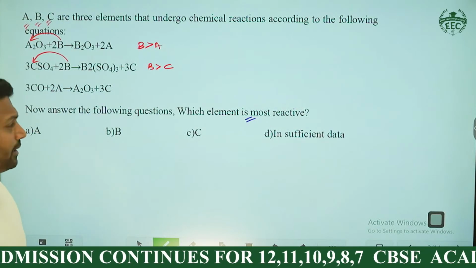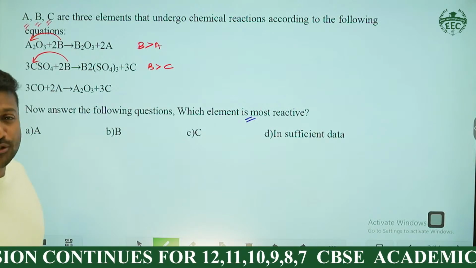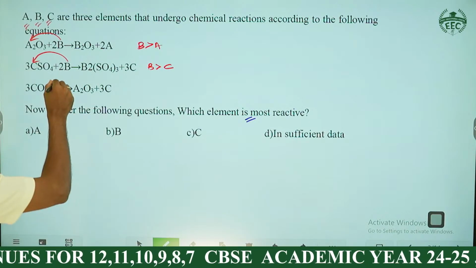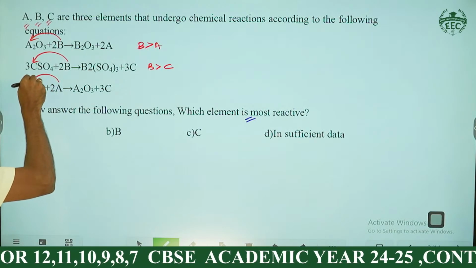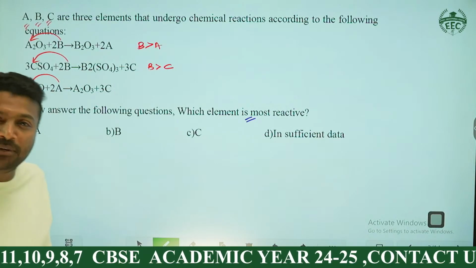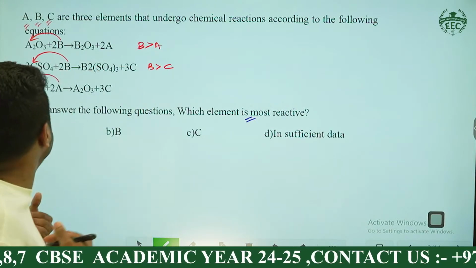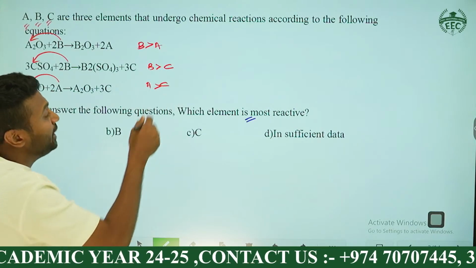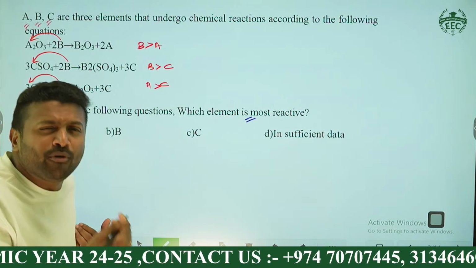And the third statement, 3CO plus 2A giving A2O3 plus 3C, is again the same situation. A is coming and sitting in place of C, kicking C out. It's again called the displacement reaction. Since A is displacing C, you can say A is more reactive than C. So B is more reactive than A, B is more reactive than C.